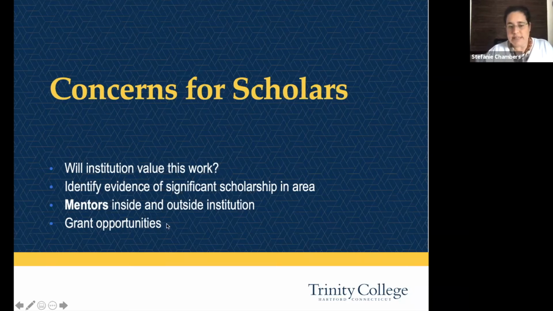Grant opportunities can also be a way for you to get a little bit of external validation about the research and scholarship that you're trying to produce. And it can also be something that backs you up when you're dealing with a department or an institution that you worry might not value your work. So grant opportunities can be another important avenue for scholars who are engaged in this type of work.